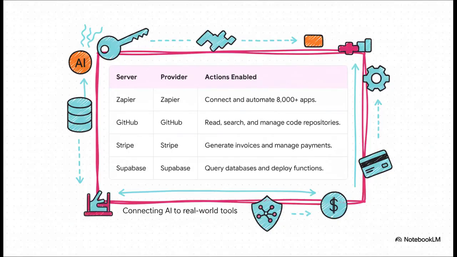And hey, this isn't some far-off theory. This is happening right now. Look at these examples. The Zapier server can connect an AI to over 8,000 different apps. The official GitHub server lets an AI read and manage your code. You can have an AI generate invoices through Stripe or deploy new code with Supabase. The AI isn't just answering your questions anymore. It's becoming your digital coworker.